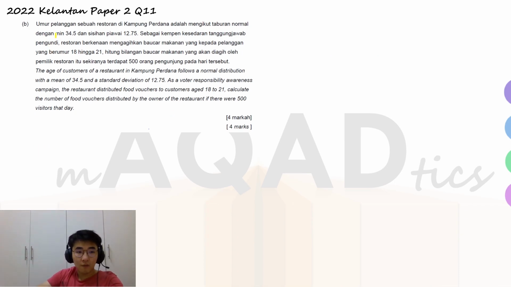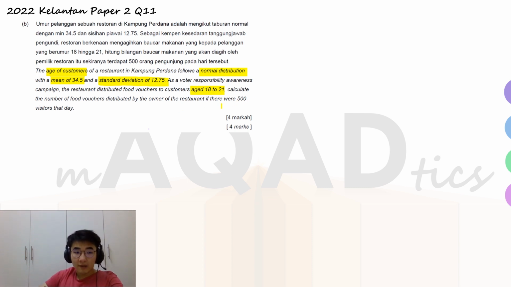So they're changing the focus a bit. Now they're focusing on each of customers. And it says it follows a normal distribution with this mean and this standard deviation. So again, here it's just a value, it does not give us any significance or meaning. Alright, so there is this campaign and the restaurant would like to distribute these food vouchers to those aged 18 to 21, which is the teenagers based on part A.